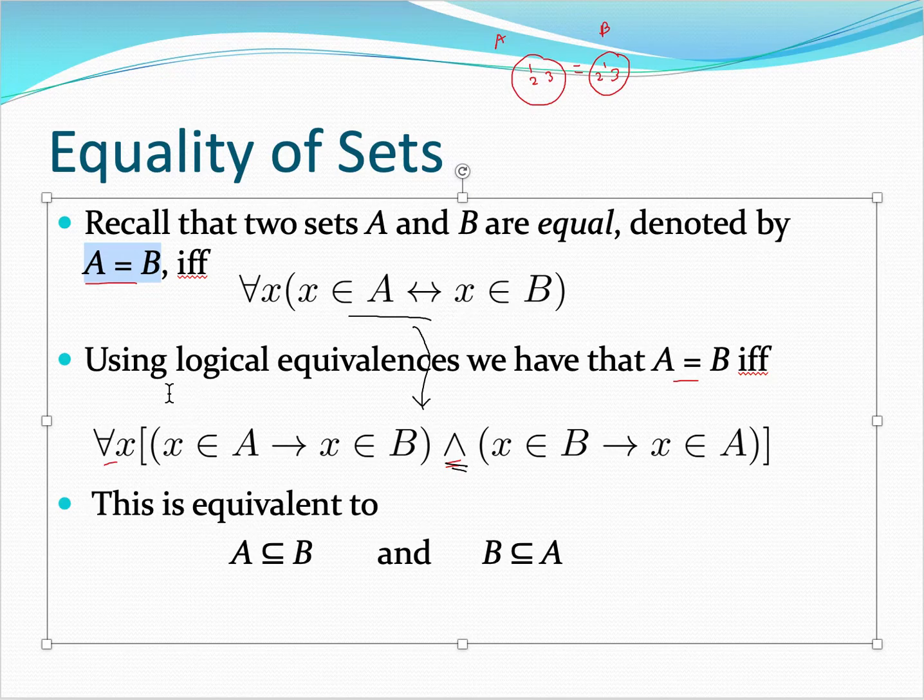Using logical equivalence, A is equivalent to B if and only if for all x, if x is an element of A, then x is an element of B, and if x is an element of B, then x is an element of A. This is equivalent to A is a subset of B and B is a subset of A.